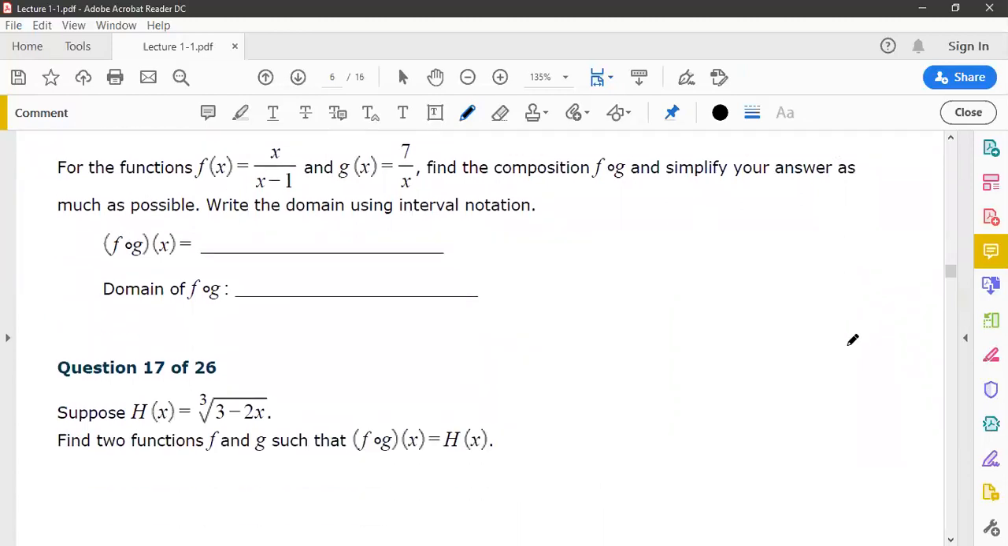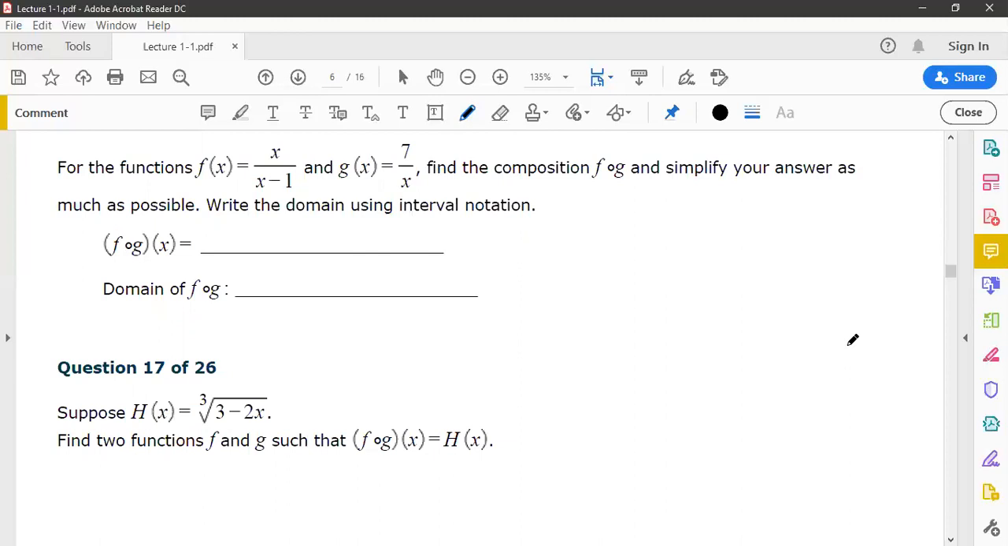Our next problem, again, says find the composition of f of g and simplify your answer as much as possible. So we're given two functions. F of x is x over x minus 1. G of x is 7 over x. And we need to simplify.